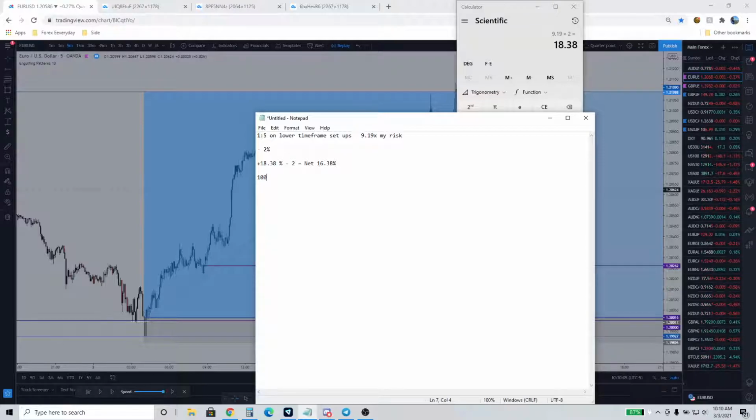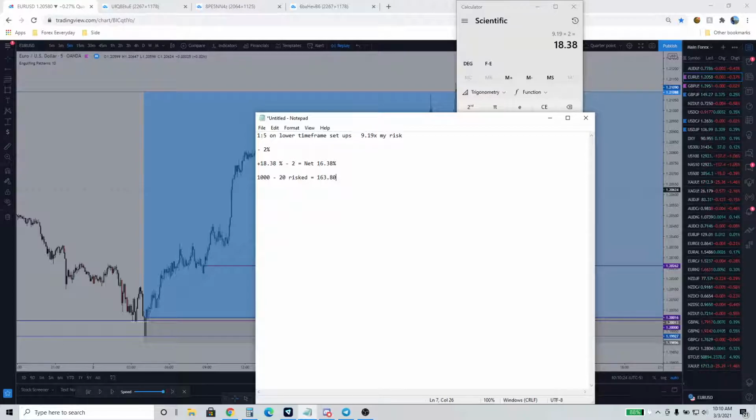That means that if you had a $1,000 account and you risked $20 because you're using proper risk management, this trade would have netted you $163.80. That is huge. That is huge.